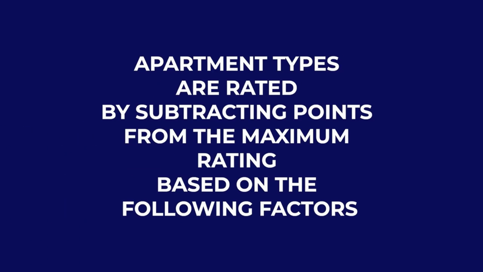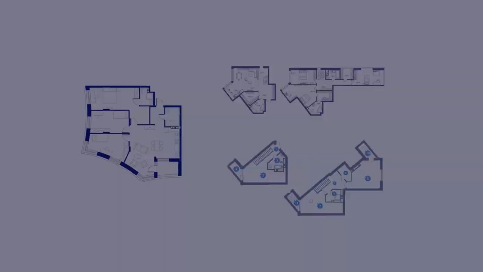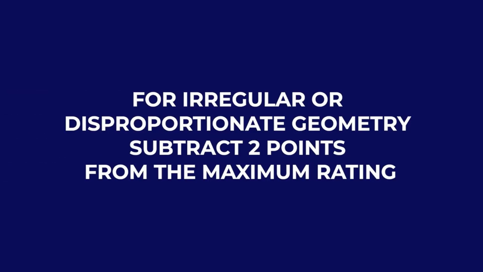Apartment types are rated by subtracting points from the maximum rating based on the following factors. The first factor is the regular or disproportionate geometry of the apartment. Rectangular, regular-shaped apartments are perceived by clients as ideal. Any additional corners, elongated geometry, etc. are features that reduce the rating. For this factor, please subtract 2 points from the maximum rating.